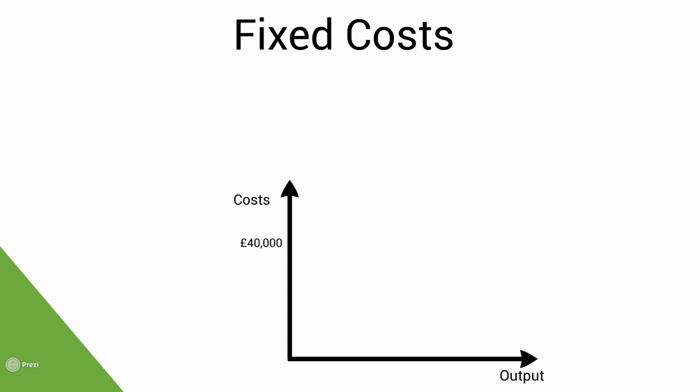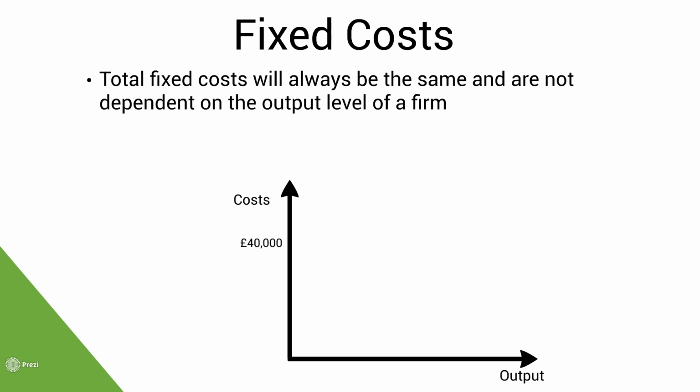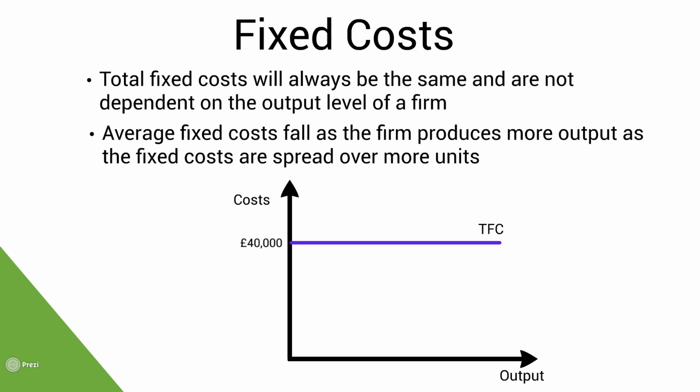Let's have a look at total fixed costs and average fixed costs on a diagram. The diagram here has costs on the y-axis and output on the x-axis. Total fixed costs will always be the same and are not dependent on the output level. So here we can see total fixed cost for our go-karting company was £40,000, and this is represented by the purple line. And average fixed costs fall as the firm produces more output as the fixed costs are spread over more units. The average fixed cost line is the black line that starts at an output of 1 and slopes downwards.